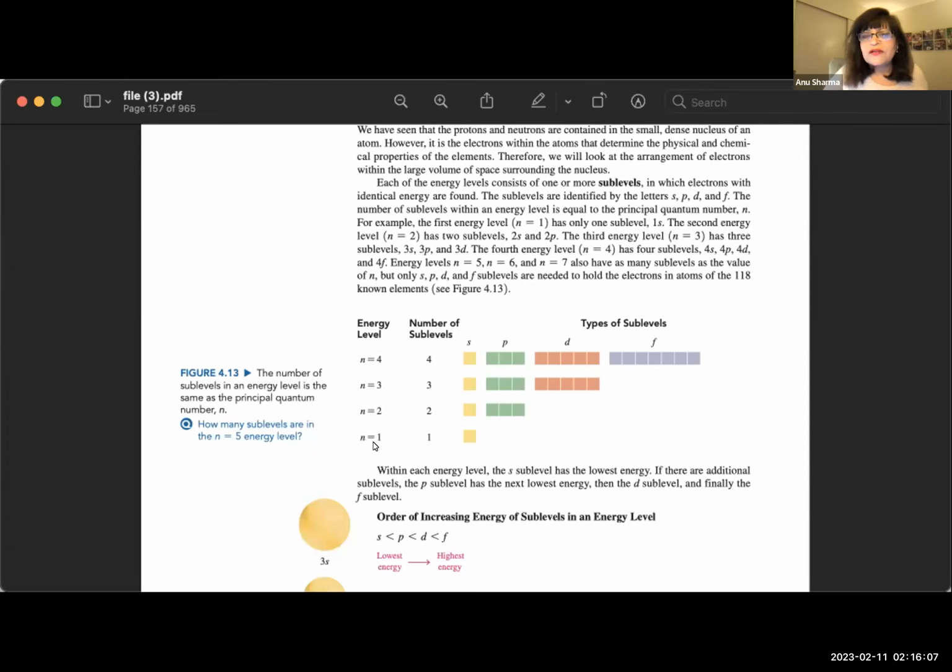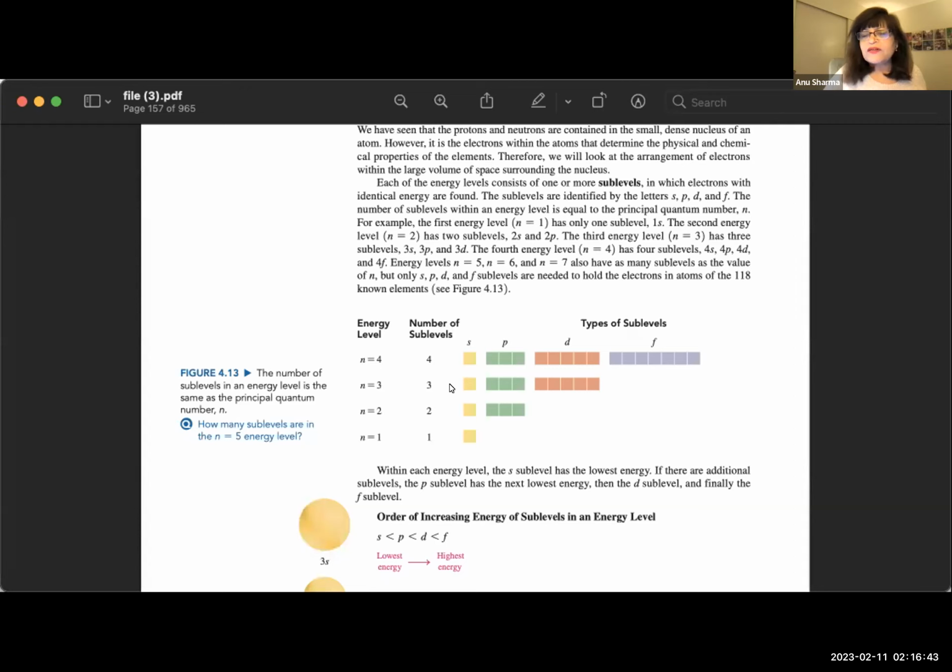So that's a simple concept here. This is the energy level 1. It contains one subshell, or one sublevel, and that one sublevel contains only one orbital, and the name of this orbital is 1s. Next, energy level 2. Energy level 2 is made up of two subshells. The names of the two subshells are 2s and 2p. Energy level 3 is made up of three subshells. Those three subshells are named 3s, 3p, and 3d, and these are the orbitals.